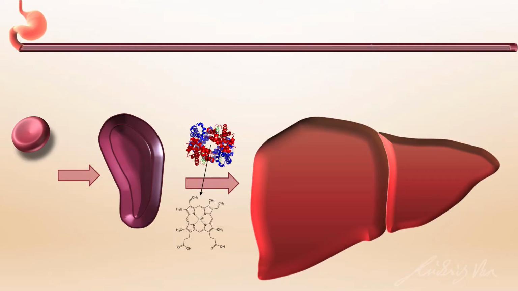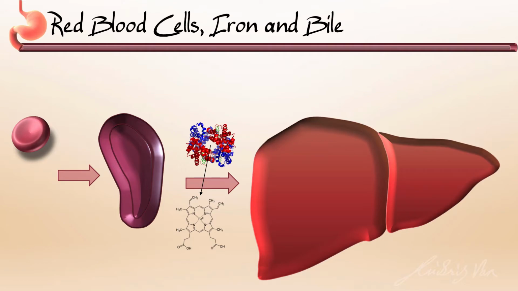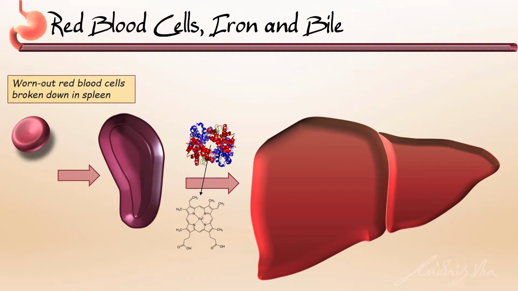Next, let us take a look at how the liver is involved in the breaking down of red blood cell. So what we have right here is a worn out red blood cell. The red blood cell will be sent into the spleen, which is responsible for the breaking down of red blood cell. Now, there are materials inside the red blood cell which enable it to transport or carry a lot of oxygen and transporting them.